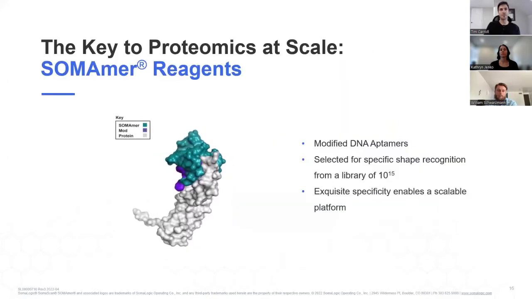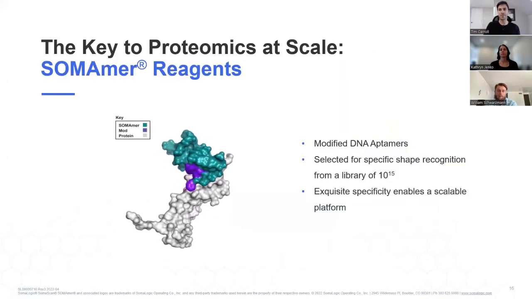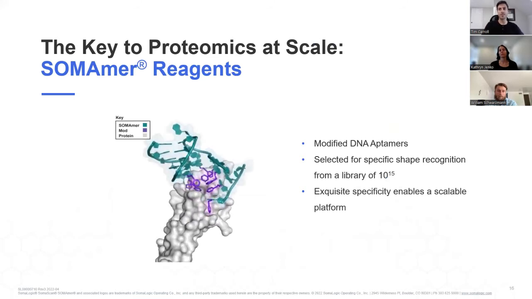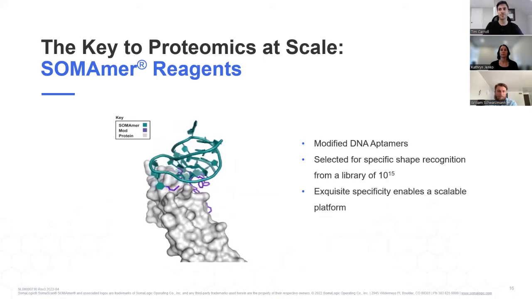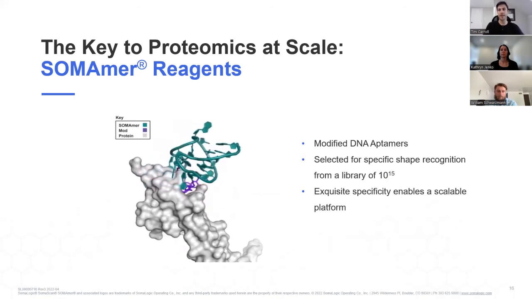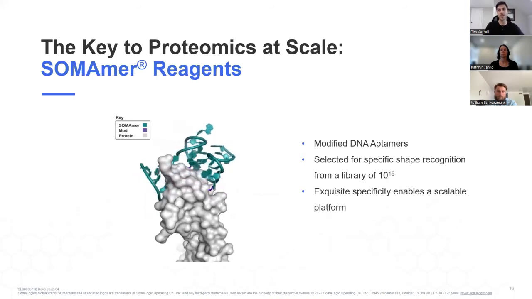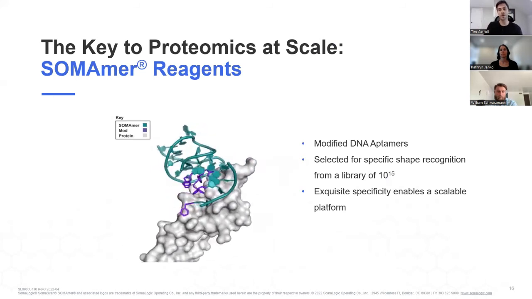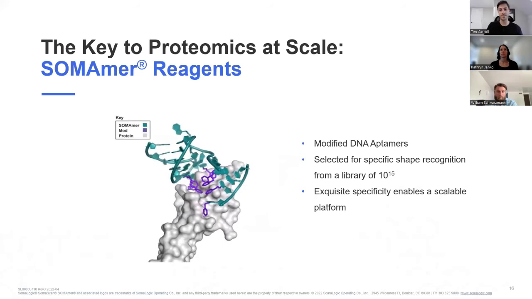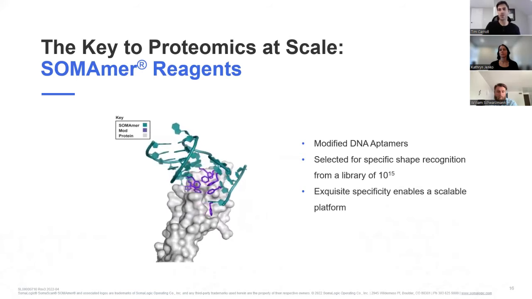So jumping into our Soma reagents themselves, the secret sauce to proteomics at scale lies within our reagents. Soma reagents are synthesized from single-stranded DNA-modified aptamers. And because they're single-stranded, this gives us the ability for a universal competitor in our assay, further enhancing the specificity. They're chosen for specific shape recognition from an incredibly large and diverse library.